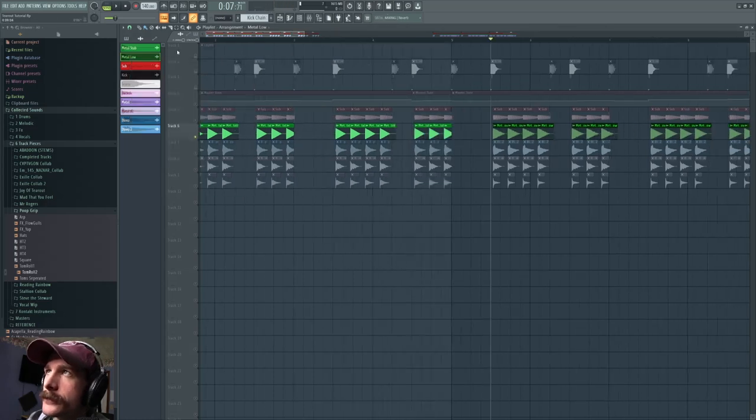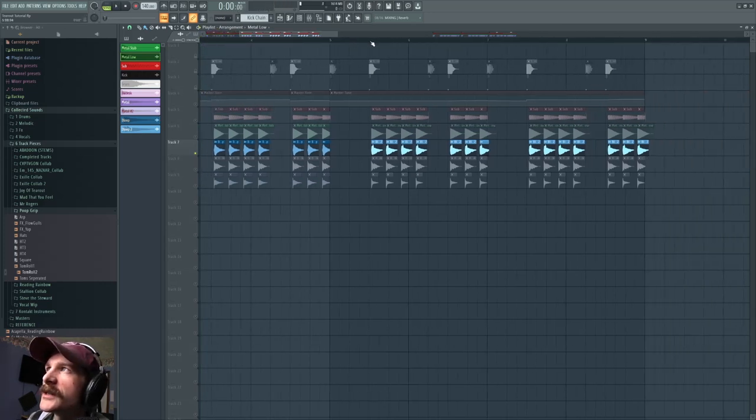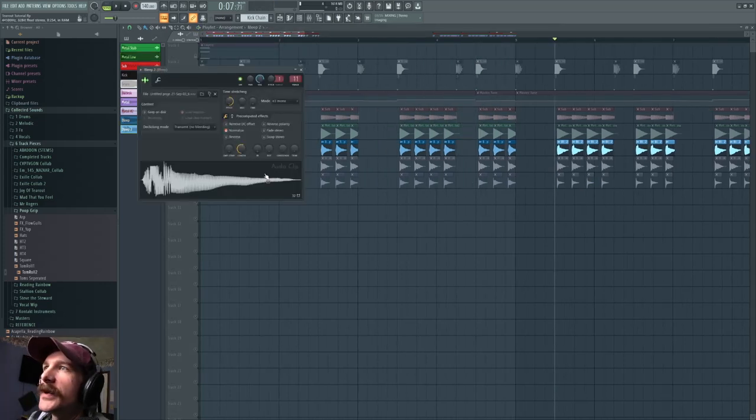So, the next layer is going to be this little boopy layer, and then pitched up an octave, right? And for this pitched up layer, I changed the stretch type, the resample mode, to mono, because it just makes it a little grungier.